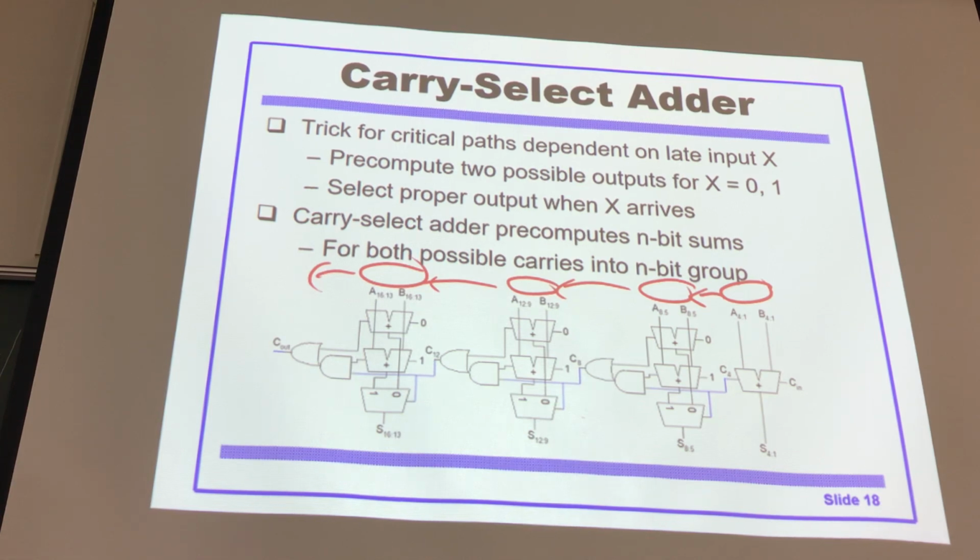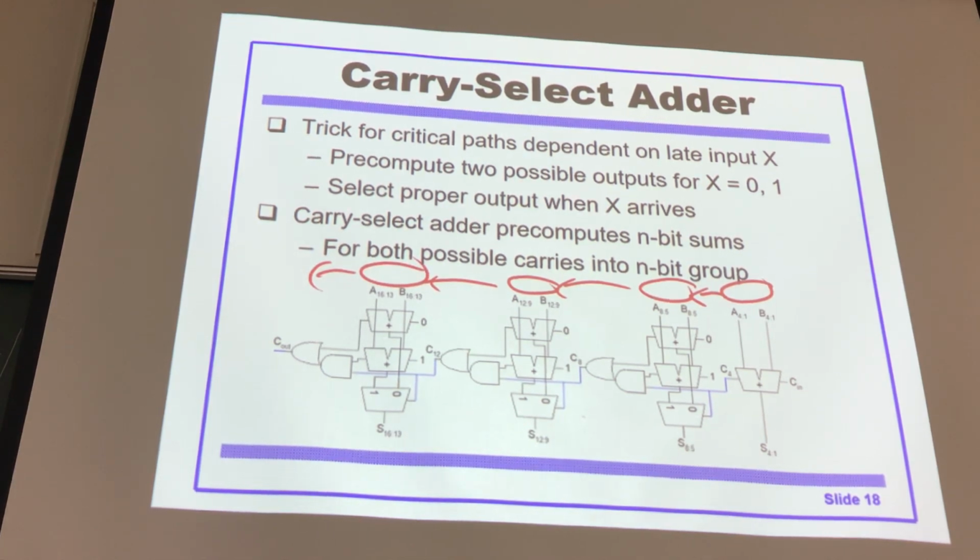Is that clear? This one is called carry select. You pre-compute 2 versions, and right after you get the input, you select 1 of the 2 to provide the output. Okay. Pre-compute 2 possible outputs for carry in either 0 or 1. Select the proper output when it arrives.